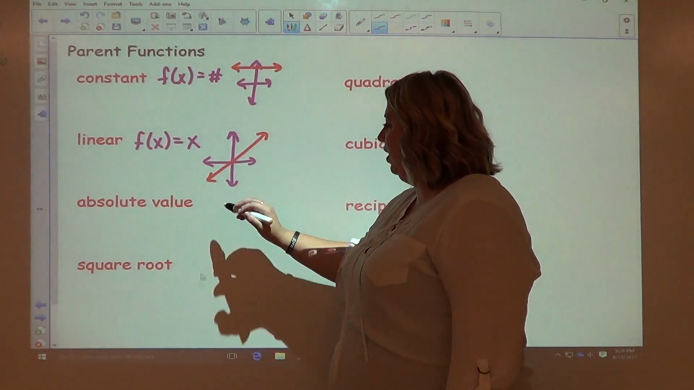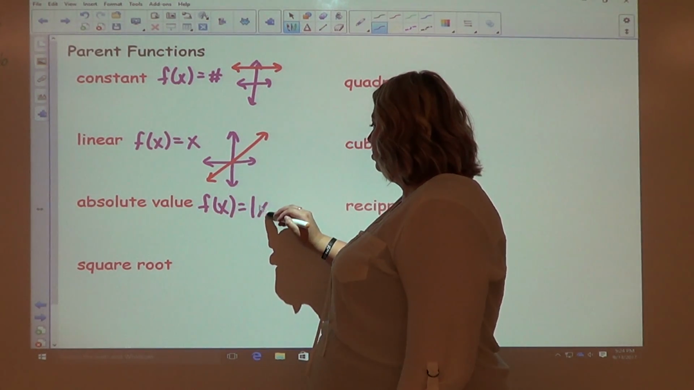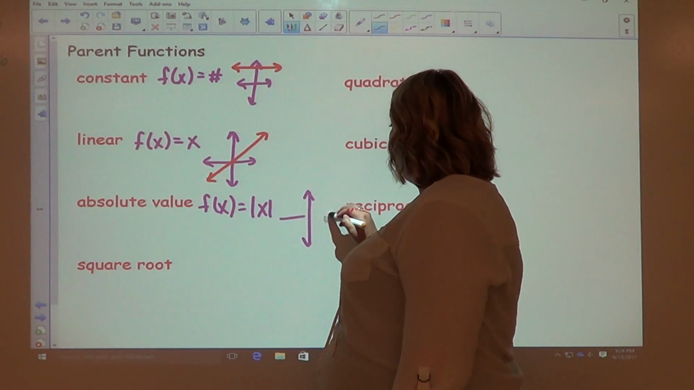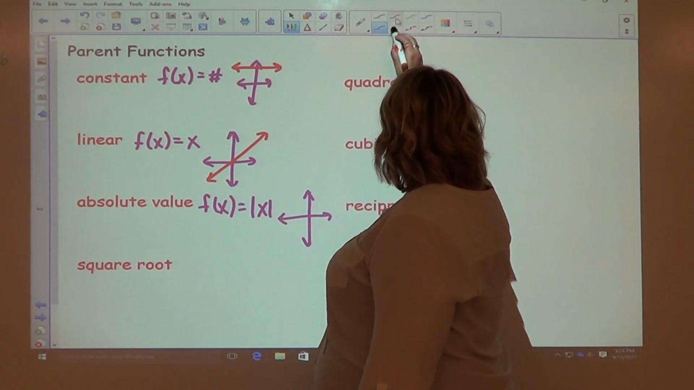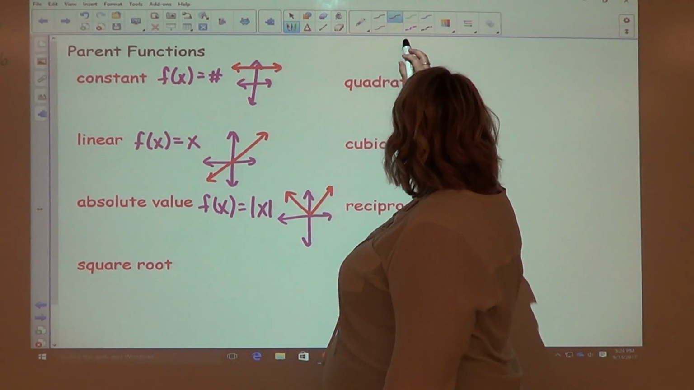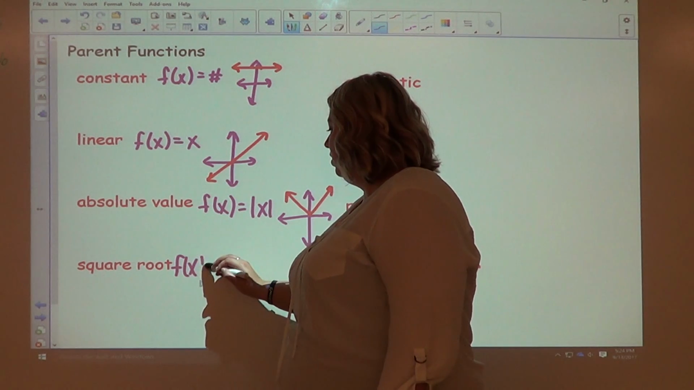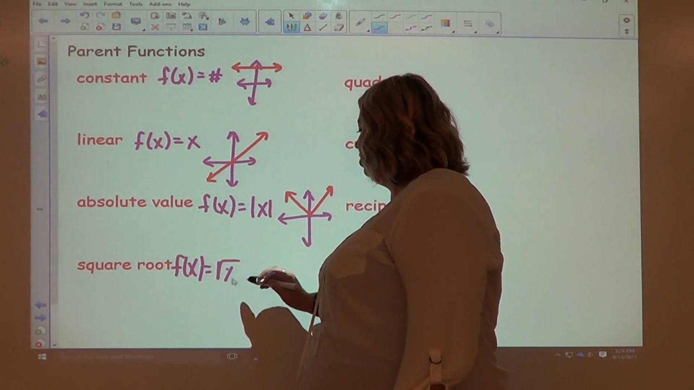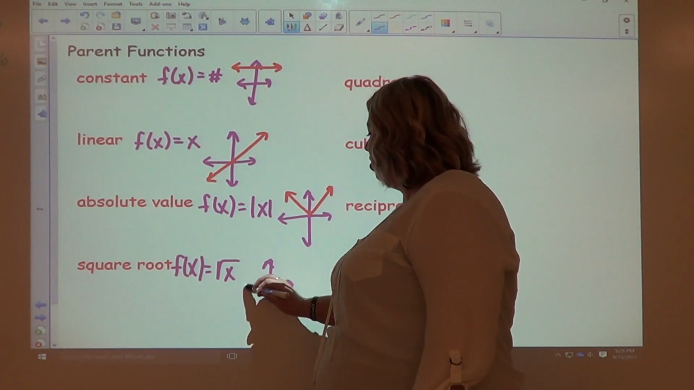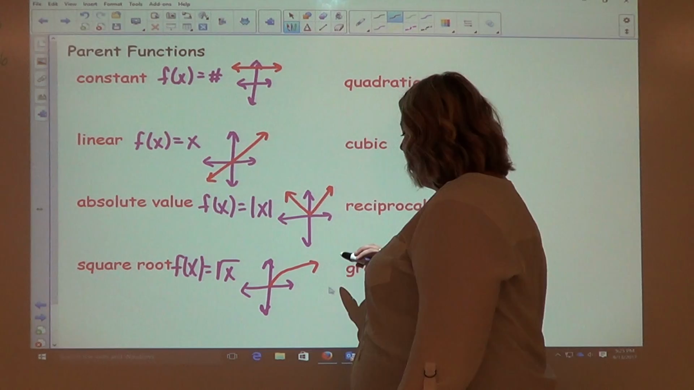Okay, parent function for absolute value. So you have the absolute value bars. This graph, these are the ones that make the V's. So it'll look like that. Square root. Remember, you can't take the square root of a negative, so when you're looking at these graphs, they start at 0 and they go to the positives, and they kind of make like a little arc.